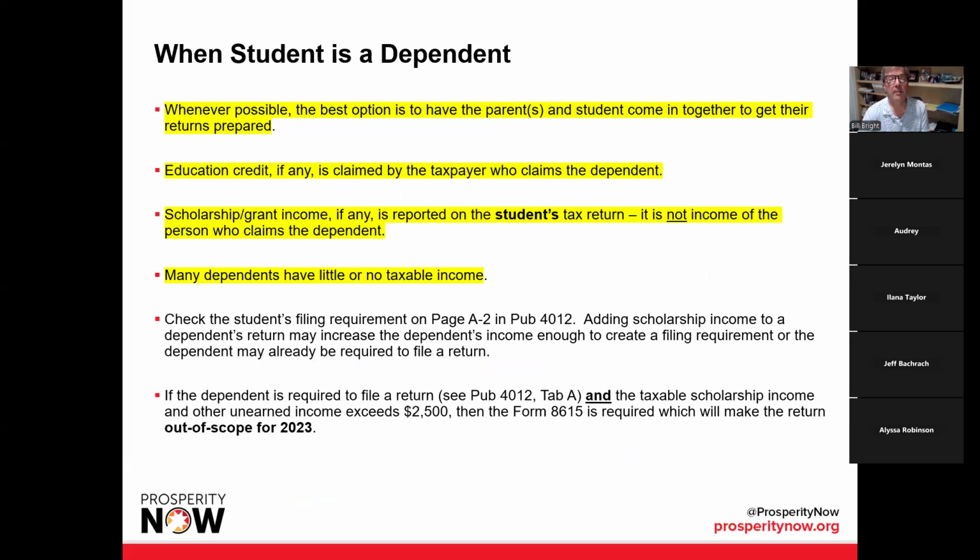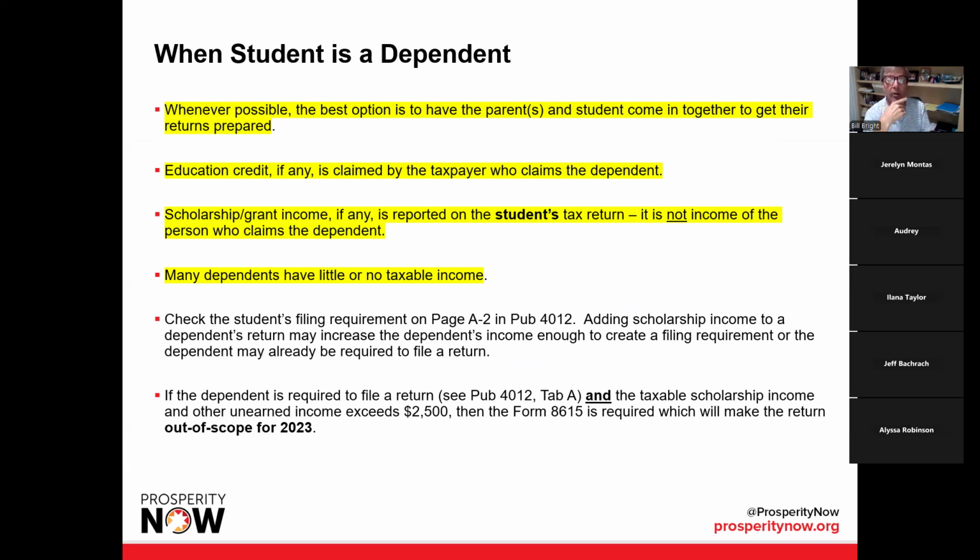Okay, when the student is a dependent, whenever possible, the best option is to have the parents and the student come together to get their returns prepared. Not only as far as figuring out what the credits might be and how it might work out, but the other thing is to make sure that the student doesn't file a tax return and indicate that mom or dad can claim him, because that's a big problem. We've had several of those this year. It takes a while to change all that.